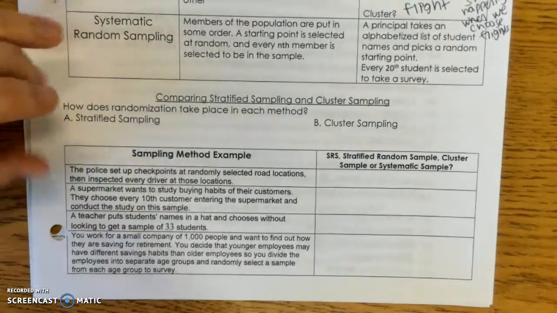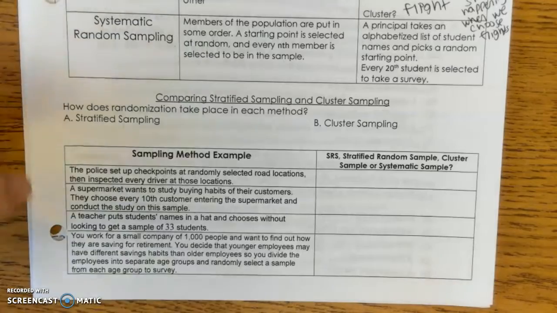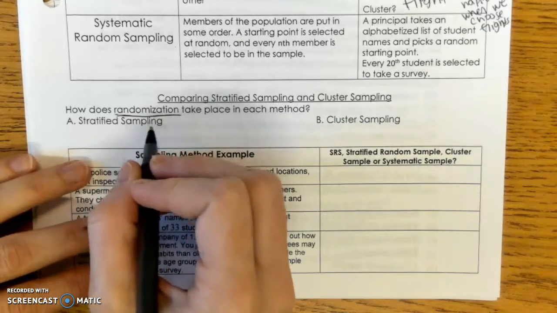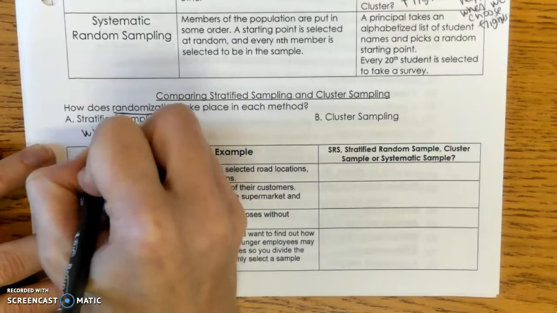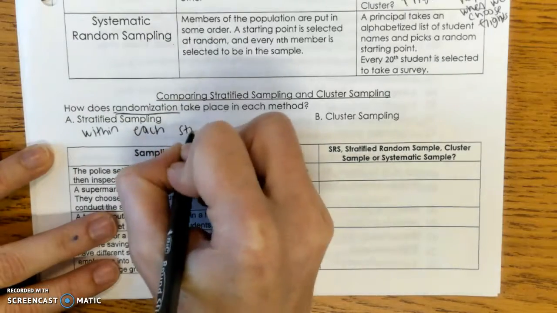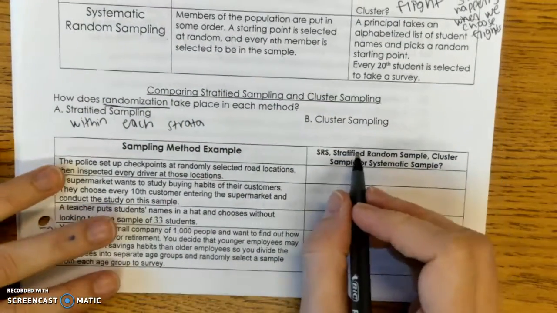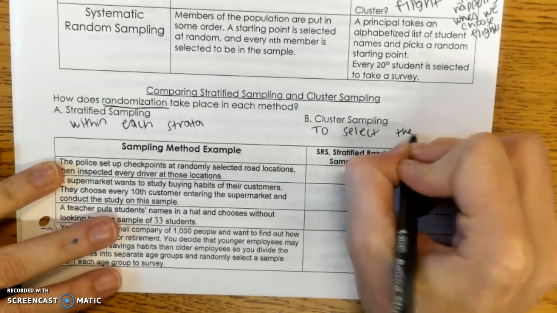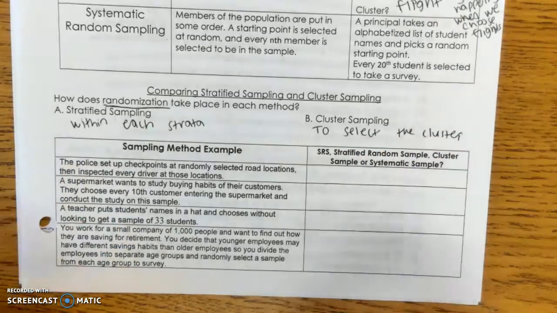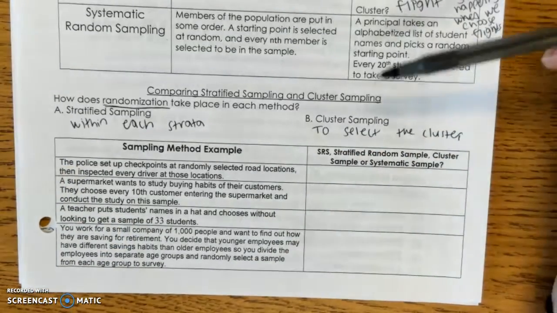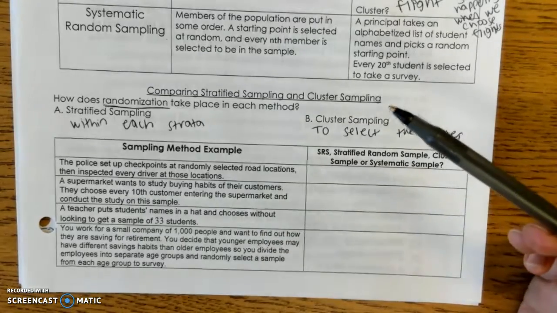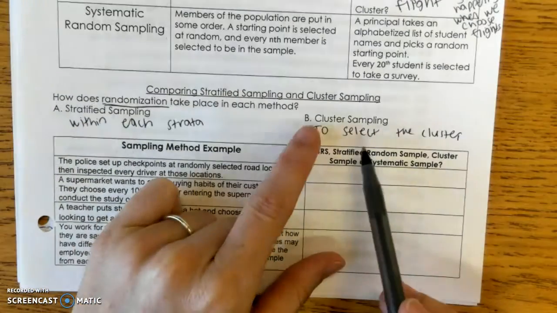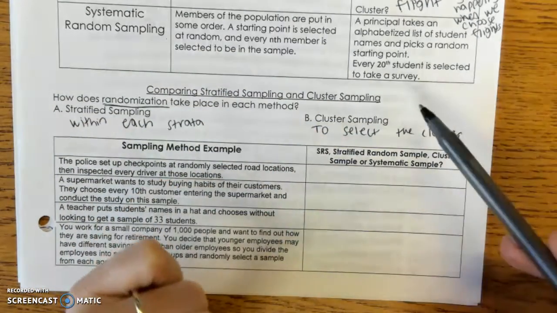All right. Comparing stratified sampling and cluster sampling, when does the randomization take place? We already really addressed that up there. The randomization takes place within each strata for stratified sampling. It takes place to select the cluster. So randomization is still a part of every single one of these samples, which you have to have for a good sample, right? But the randomization is occurring within each strata here, and the randomization is occurring to see which cluster to select over here.